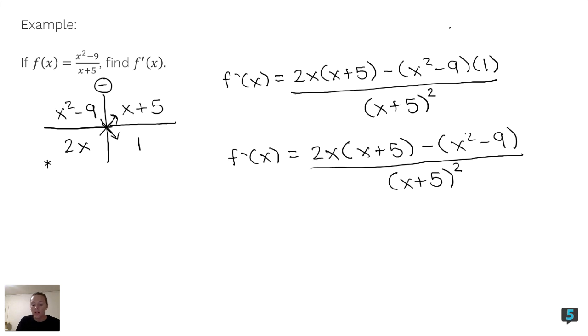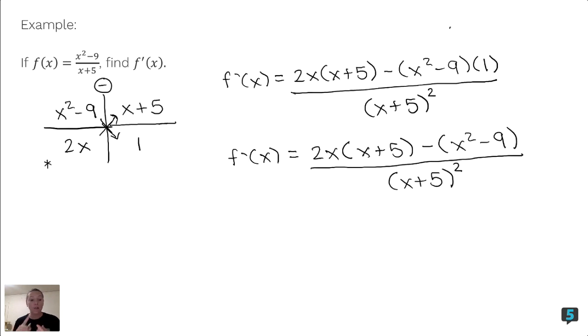We could multiply 2x times x and 2x plus 5, distributing. We could distribute the minus to that quantity x squared minus 9. We'd end up with some like terms we could combine, all that jazz. But again, I'm not worried about that right now. Depending on what your teacher is specifically looking for from you, you might need to go that extra step, but I'm really just looking tonight to make sure that we master those rules, okay?